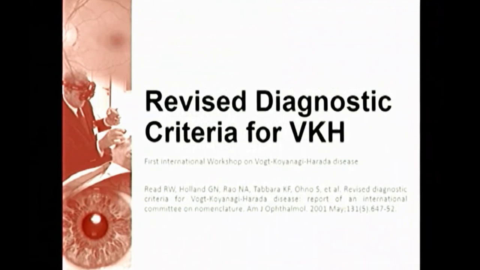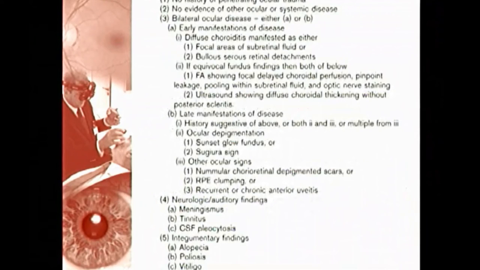They revised the previous diagnostic criteria. With these five criteria, we have three categories when we diagnose VKH: complete VKH, incomplete VKH, or probable or atypical VKH. When we have only the first two criteria, we call it probable VKH. When we have the first three and either the fourth or the fifth, we call it incomplete VKH. And when we have all five criteria, we call it complete VKH.